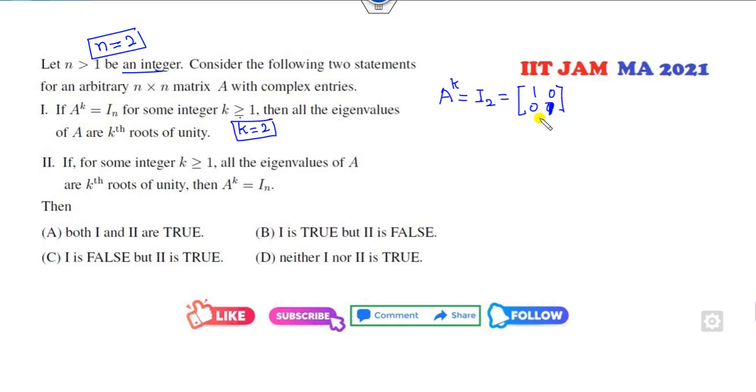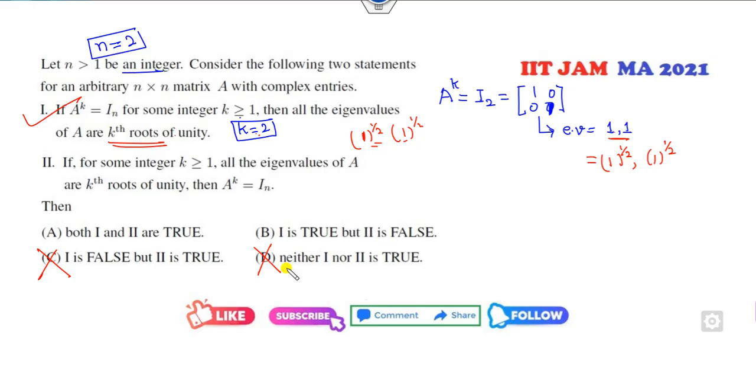Fine. So what are the eigenvalues of this? Eigenvalues of the identity matrix are 1, 1. And what is the kth root of unity of this? So k is my 2. So what are the eigenvalues of this? 1 and 1. Whenever the eigenvalues are 1 and 1, I can return 1 over 2, 1 over 2. So the first option is correct. So this option is cancelled.